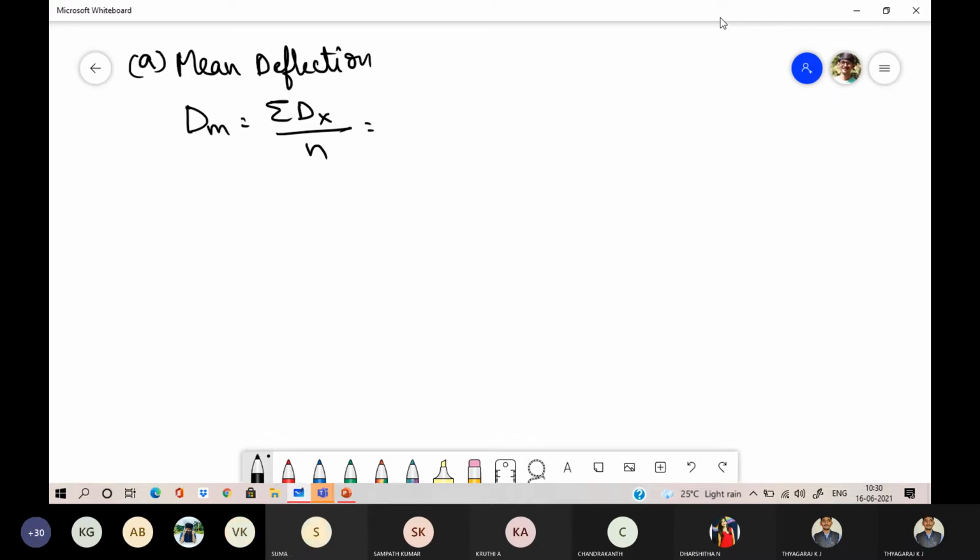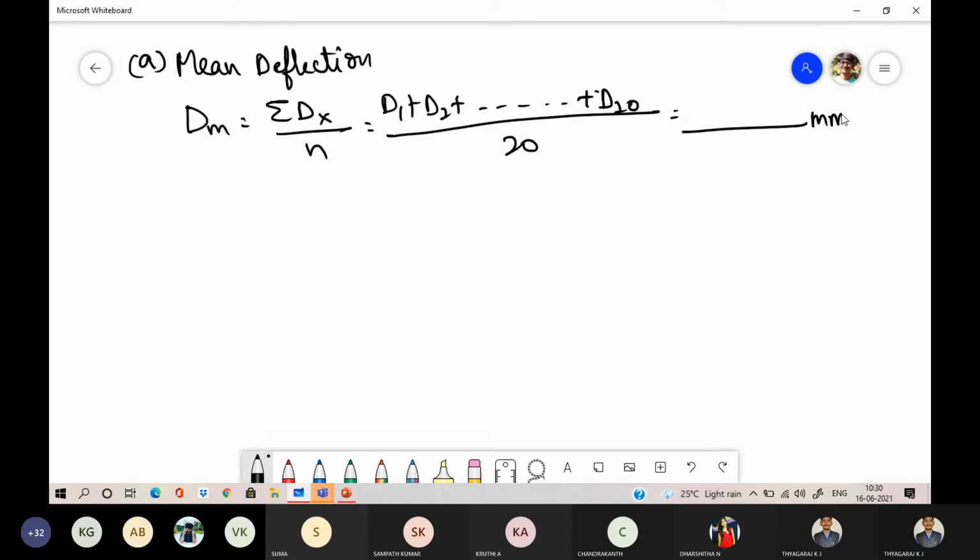So calculate the mean deflection, add all the values. That is D1 plus D2 plus up to D20 divided by 20. So we'll get average deflection in terms of mm. Now tell me what is the average deflection? Using the calculators, we can easily calculate it. Add all the deflection and get me the value. So kindly tell me the values.